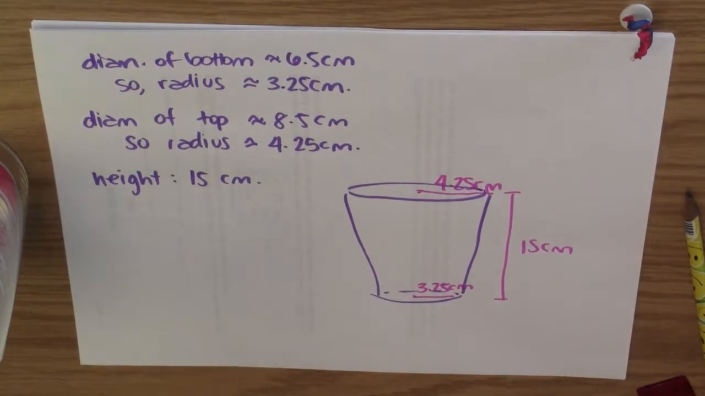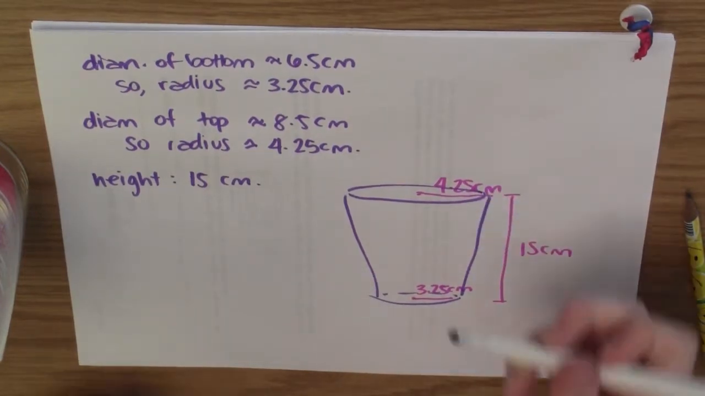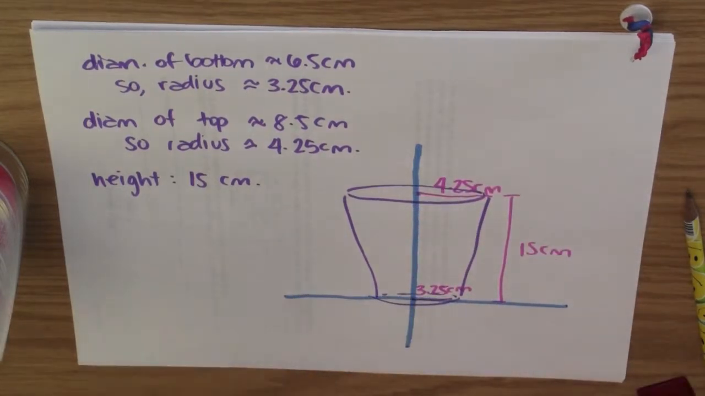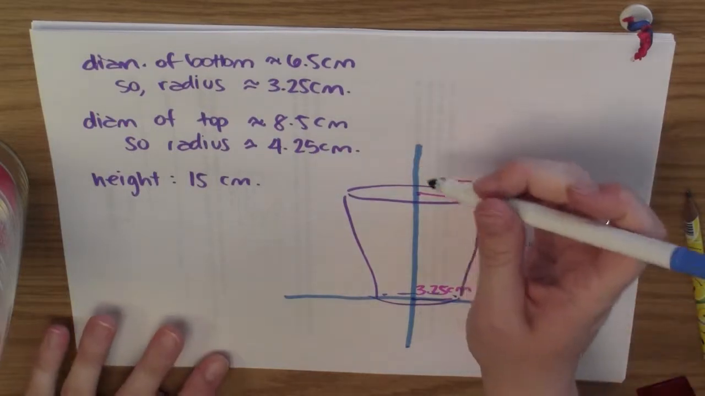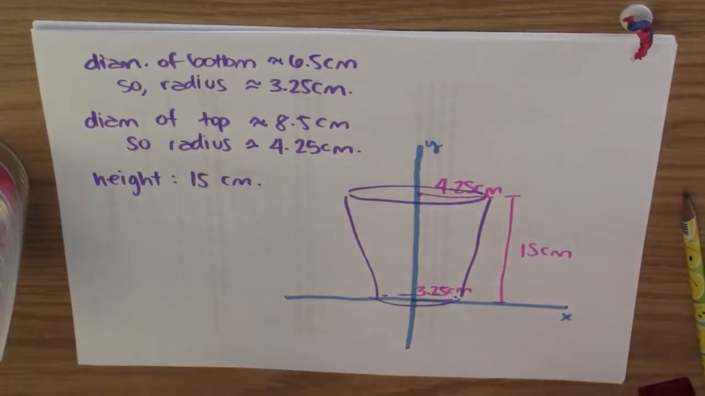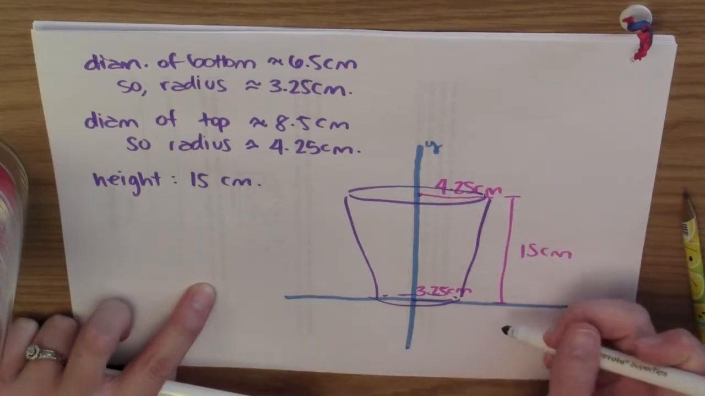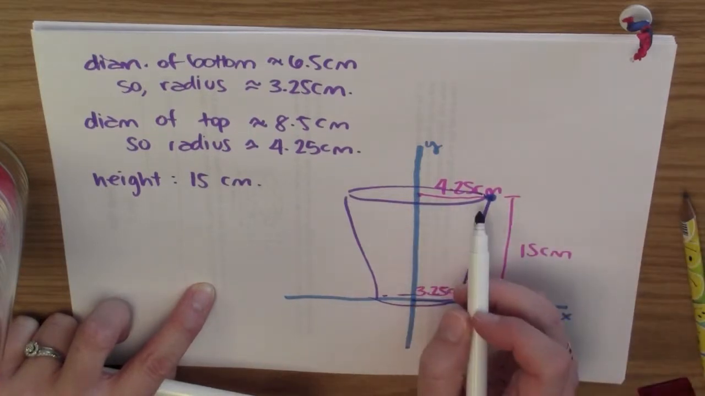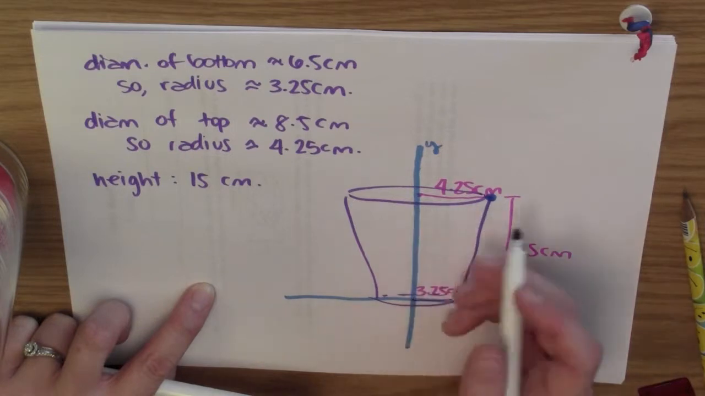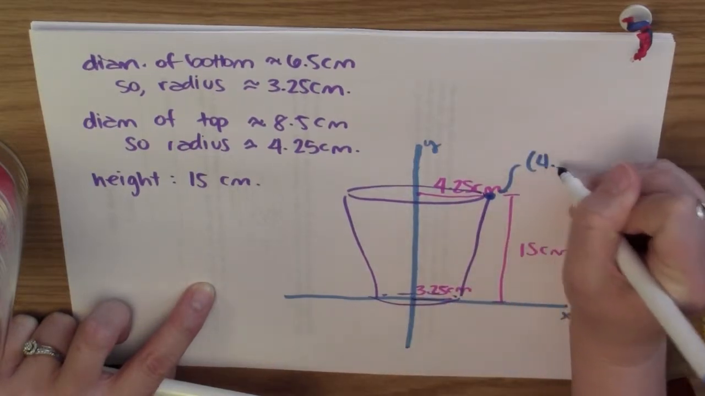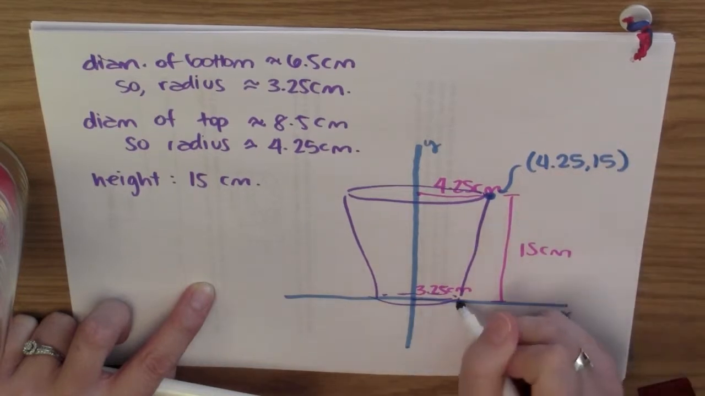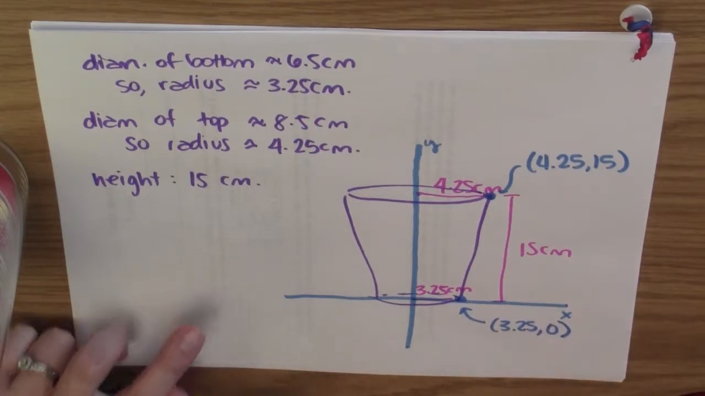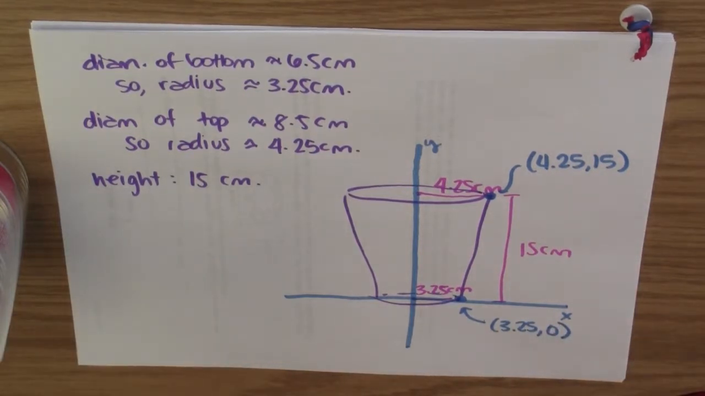So the next thing is to figure out what this line is. If I put some x and y axes here, this is the bottom of my cup, so I might as well put it on the x-axis, and put the middle of my cup through the y-axis. The height of this cup is 15 centimeters, so the y-coordinate of this point will be 15, and the x-coordinate will be 4.25 because that's the radius. So this point is (4.25, 15). And this point at the bottom is (3.25, 0), because I put the bottom of my cup on the axis.